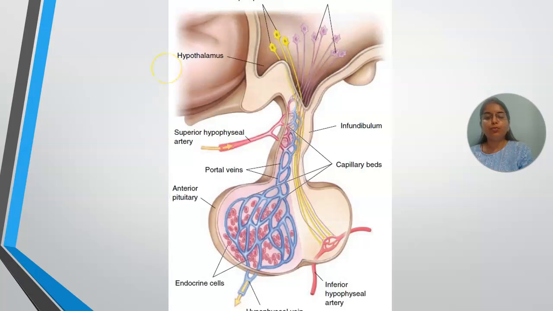Then the posterior part of the pituitary gland does not release its own secreted hormones, but it releases the hormones that are secreted by the hypothalamus. So these both glands, the hypothalamus and pituitary, are in close proximity with each other, and the system which connects both these glands is known as the hypophyseal hypothalamic portal system.